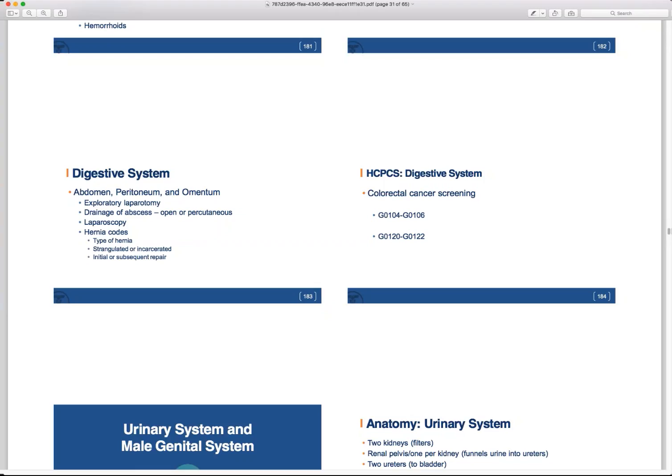The appendix: appendectomy can also be performed open or laparoscopic. Remember, this is the digestive system. With an appendectomy, that patient is going to have appendicitis, so you need to make sure you know the ICD-10 code for appendicitis. I think it's K35.80. Just double check.